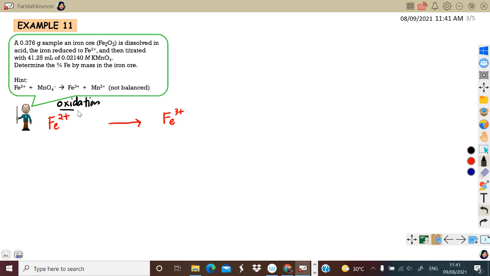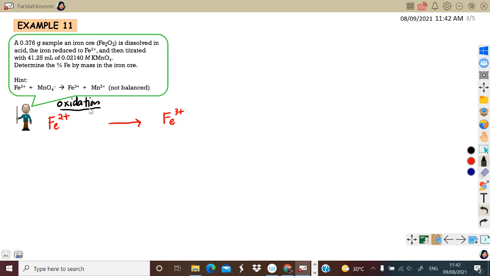Oxidation. Okay, firstly we have to balance atoms other than oxygen and hydrogen. So in this half equation there is no hydrogen or oxygen. So tak ada masalah. And so kita tengok pada iron terlebih dahulu. So iron balance already. So satu. And since there is no hydrogen and oxygen atom, kita teruskan dengan balancing the charges.